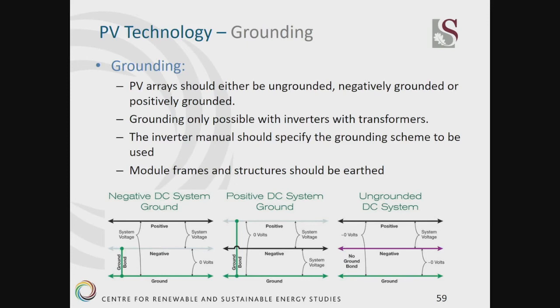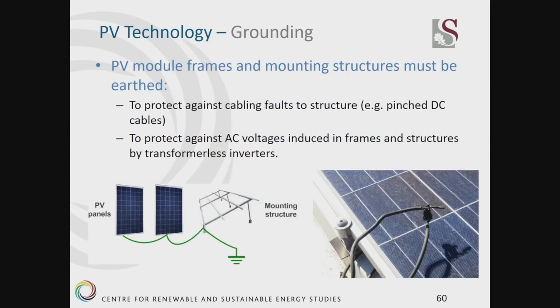The module frames and structures should be earthed, and this can be done on a separate earth that will be discussed. And this earthing of the structure and the PV frames is to protect against cable faults. And this is typically where a cable gets pinched between a structure and a bolt, and that you don't have leakage currents flowing somewhere where you don't want it. It's a safety issue. If the frame is live and you touch it, you might get shocked. There should be a clear path to ground for these currents to flow.